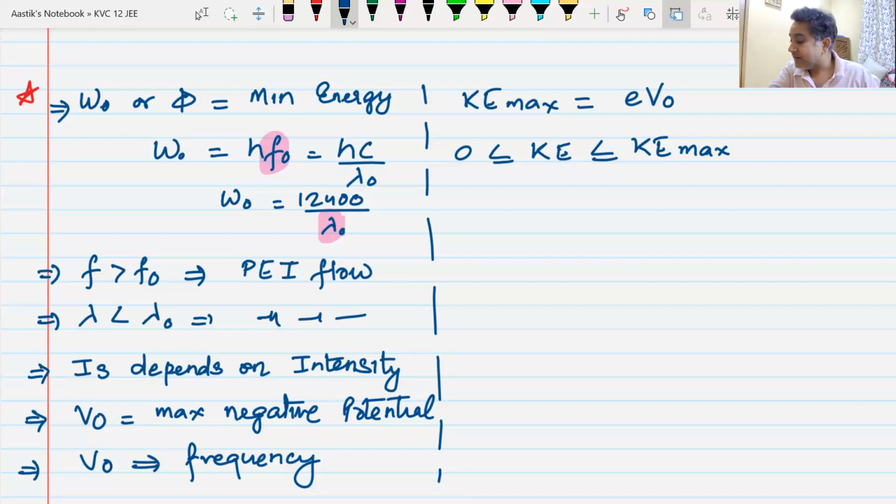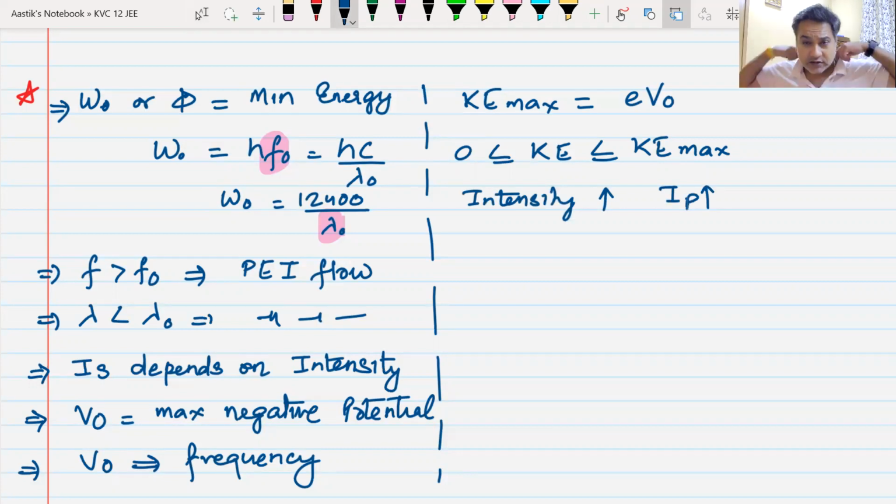Okay. Then we had seen the effect that intensity has on the photoelectric current. We had seen that if you increase the intensity of radiation, the photoelectric current increases, but this will also only happen when the energy of the radiation is more than the work function, when the frequency is more than the threshold frequency.